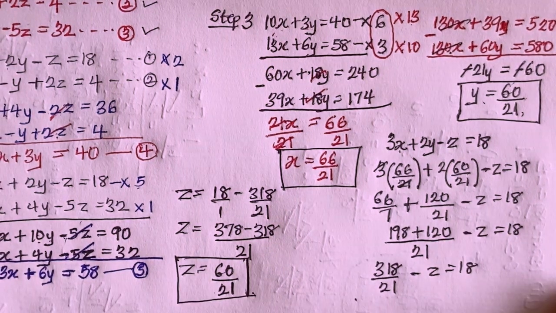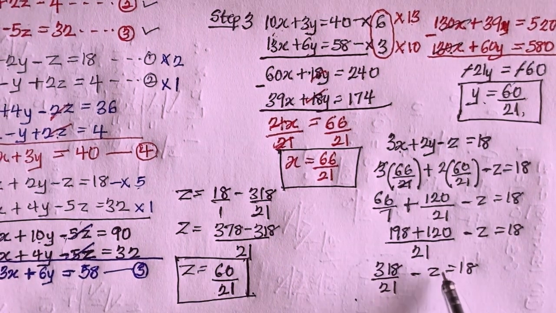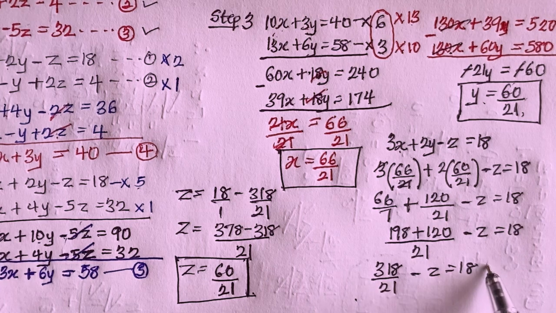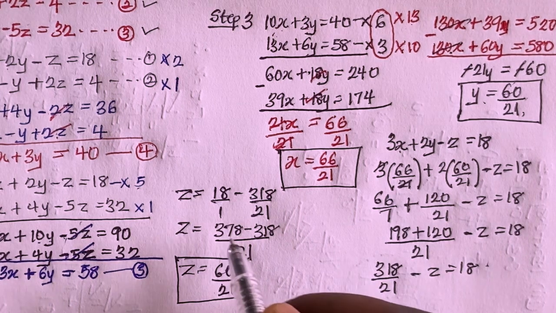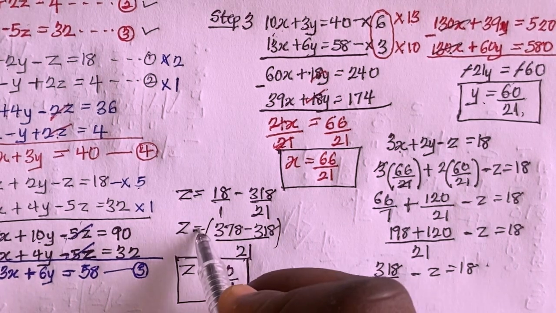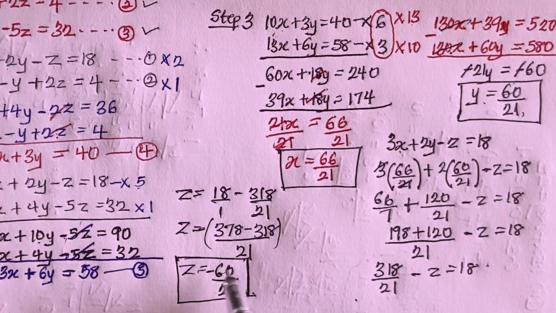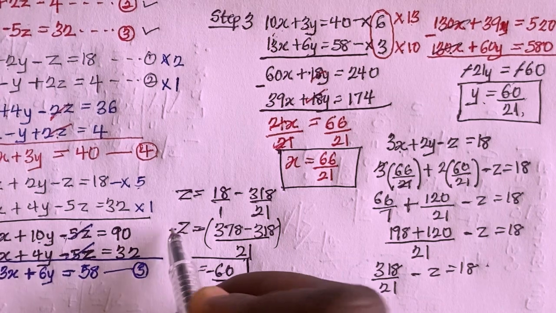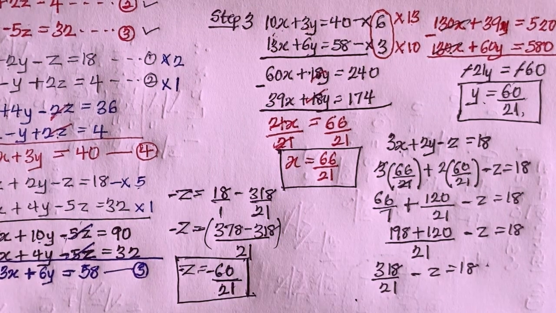Sorry, since this is actually minus z equals to 18, then if I bring it to the other side, I should multiply this side by minus 1, exactly. So the answer should be minus 60 divided by 21. Don't forget this is actually minus z, right? This is minus z. So the answer is minus 60 divided by 21.